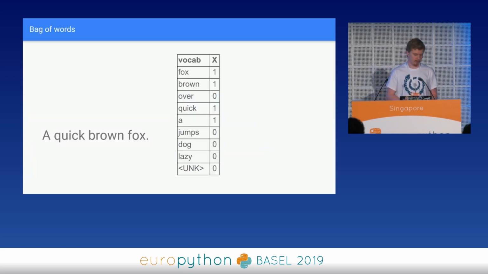When we want to represent a word or a bunch of words in a way that our neural network will understand, we can use, for example, the bag of words. It's the simplest possible representation that I know. First, we construct a dictionary. Here it is constructed from the sentence, a quick brown fox jumps over a lazy dog. And for each word that occurs in our sentence, we assign 1. And for each word we do not have in our sentence, we put 0. And we also usually reserve one of the tokens for unknown words.